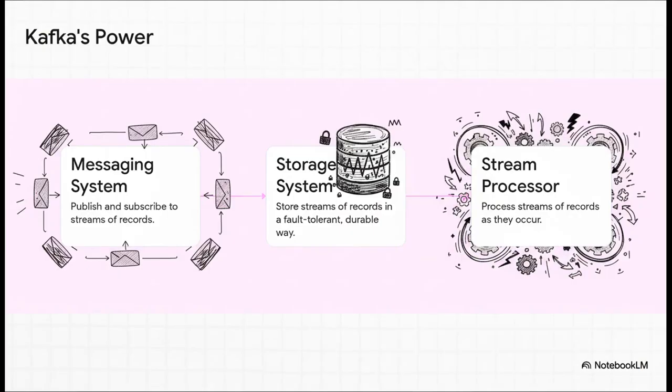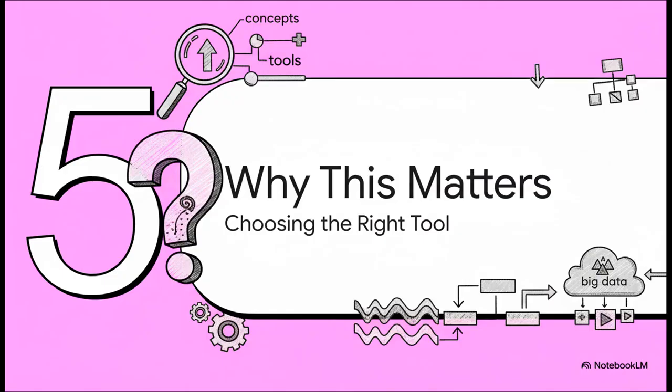But here's the secret to why Kafka is so dominant. It's not just a message pipe. It's really three incredibly powerful things rolled into one. First, yeah, it's a messaging system. But it's also a storage system. It can safely and reliably store petabytes of data for as long as you want. And it's a stream processor, meaning it can actually analyze and react to data in real time as it's flying through the system.